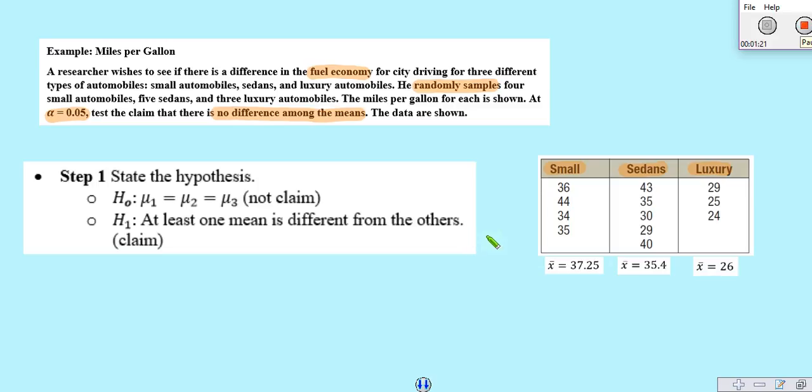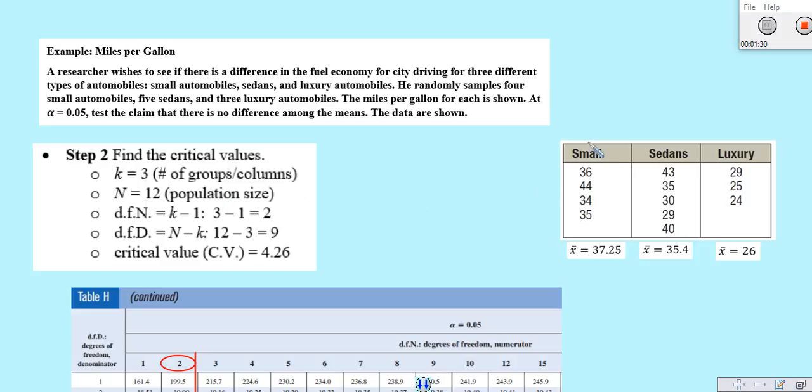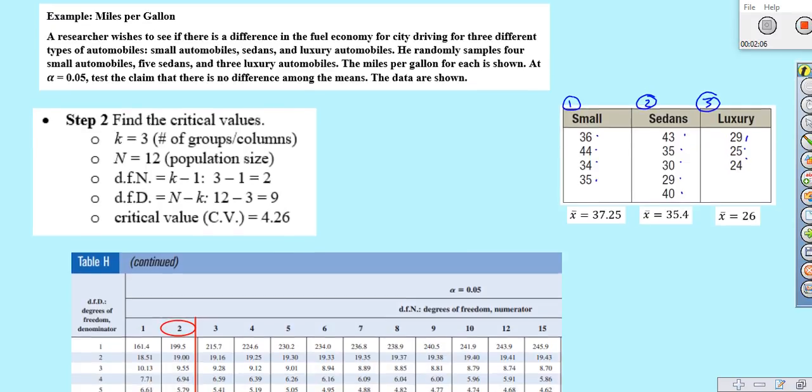So in step 2, now we need to find our critical values. Remember we said that K is the number of groups or columns. So we have group 1, group 2, group 3, which means our K value is 3. We have a total of 12 values in our data set: 1, 2, 3, 4, 5, 6, 7, 8, 9, 10, 11, 12. So N is equal to 12. Therefore, our degrees of freedom for the numerator would be K minus 1, which is 3 minus 1, equal to 2. Our degrees of freedom for the denominator would be N minus K, and that would be 9. So then what we do is we go over to table H.